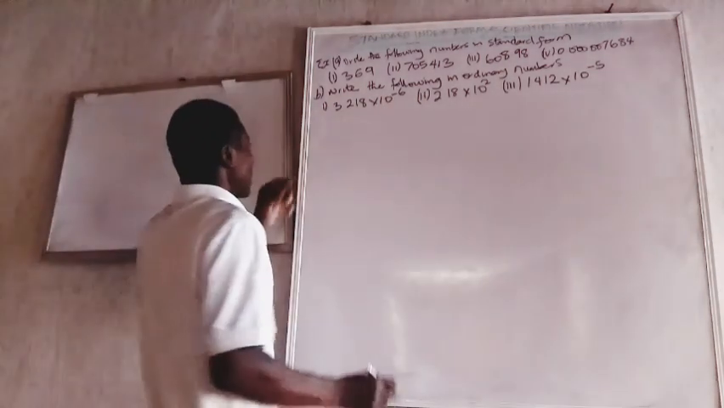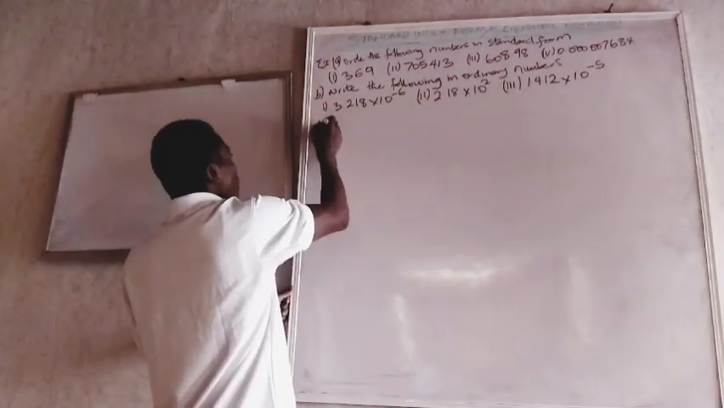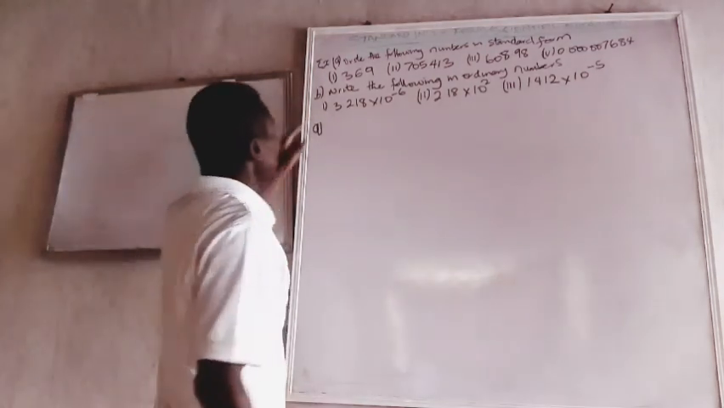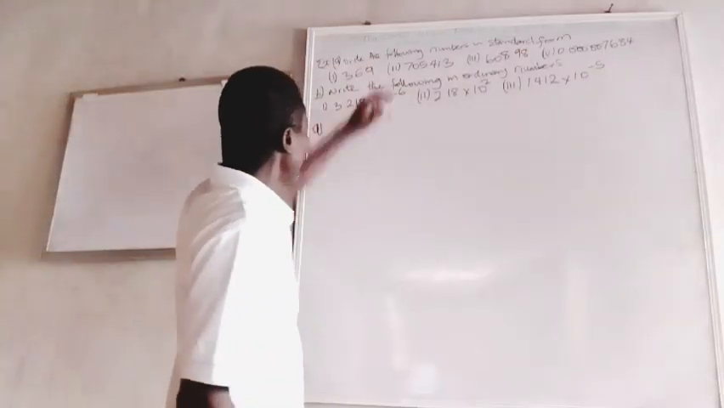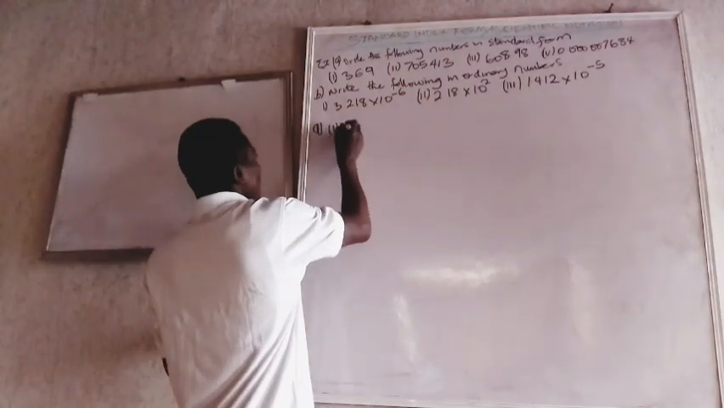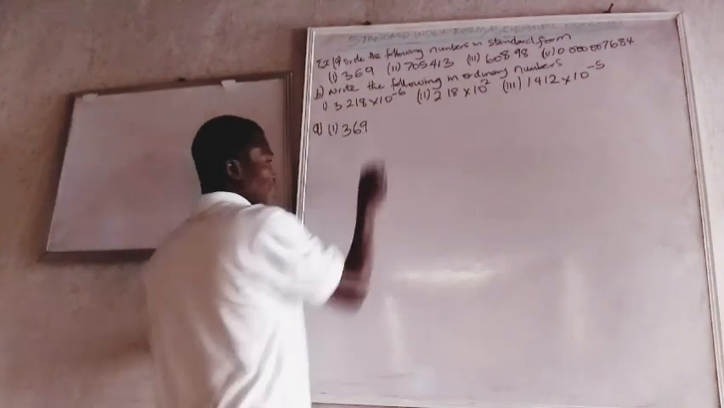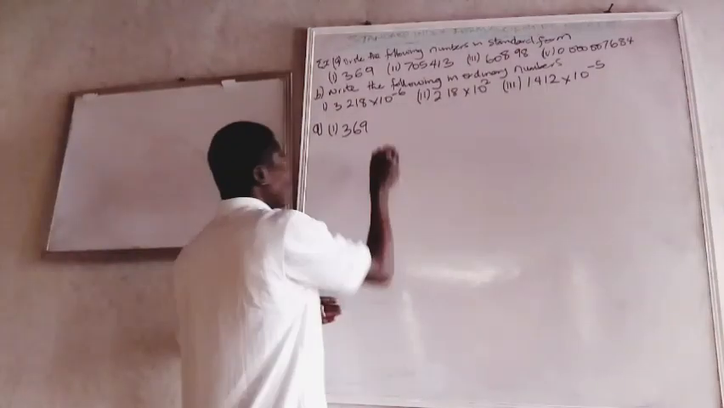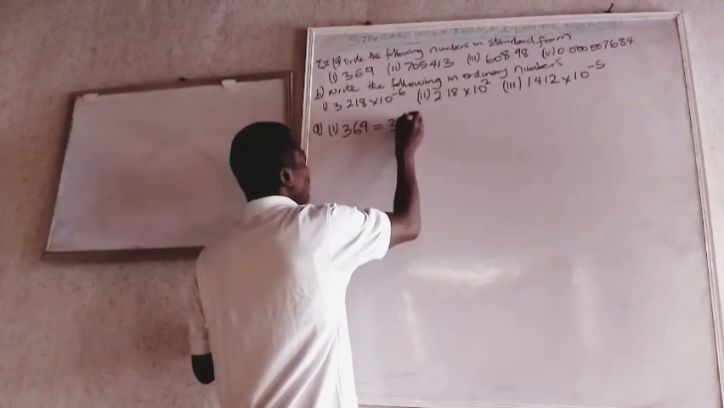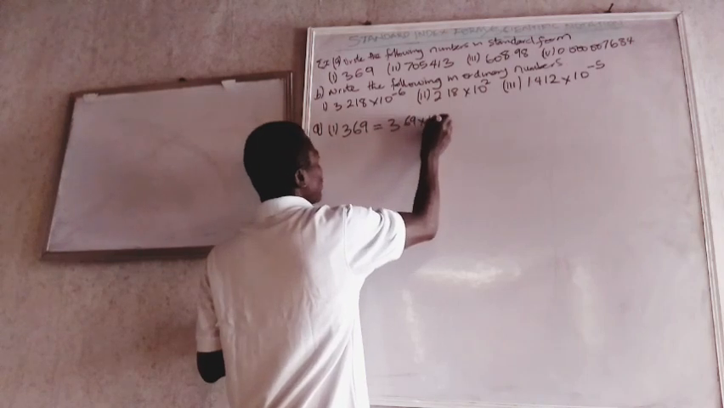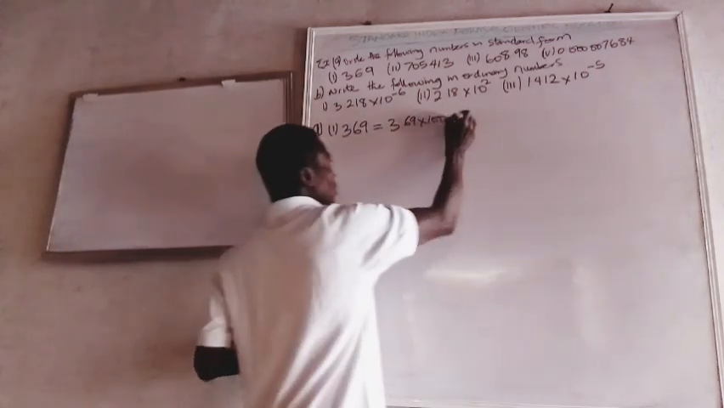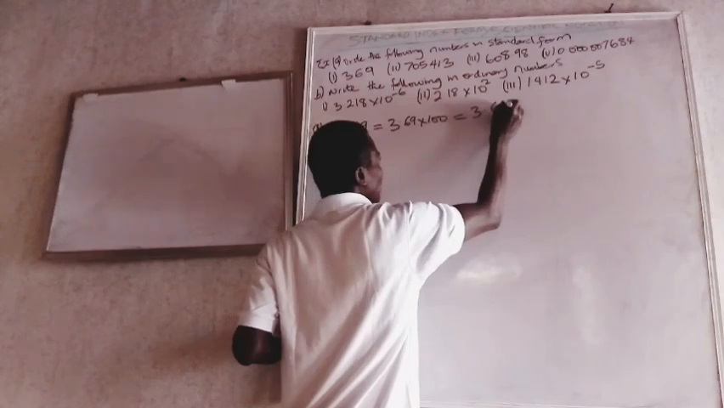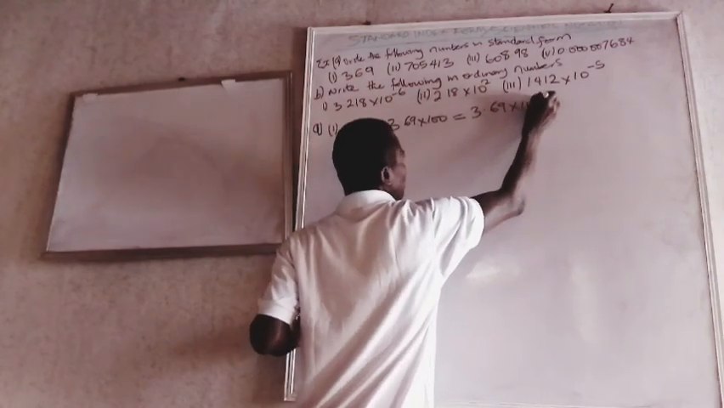Now to conclude this short lecture, let's quickly do some exercises. The first one says: write the following numbers in standard form. We have 369, which means that the greatest power of 10 is 100. So we can write it like this: 3.69 times 100. So it's going to give us 3.69 times 10 raised to the power 2.